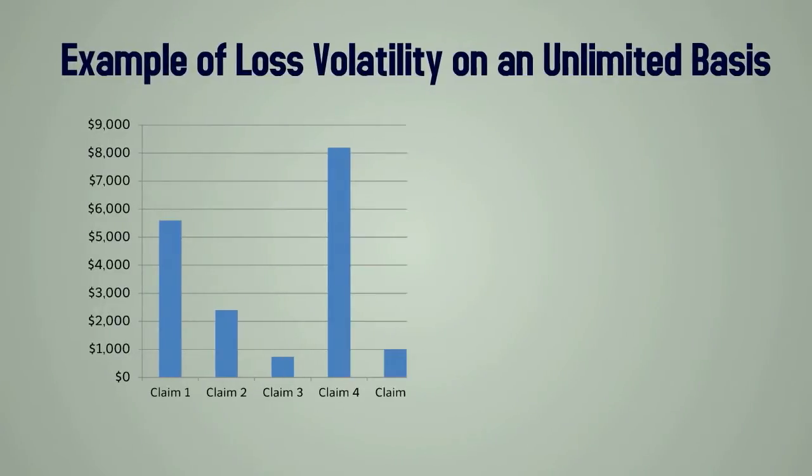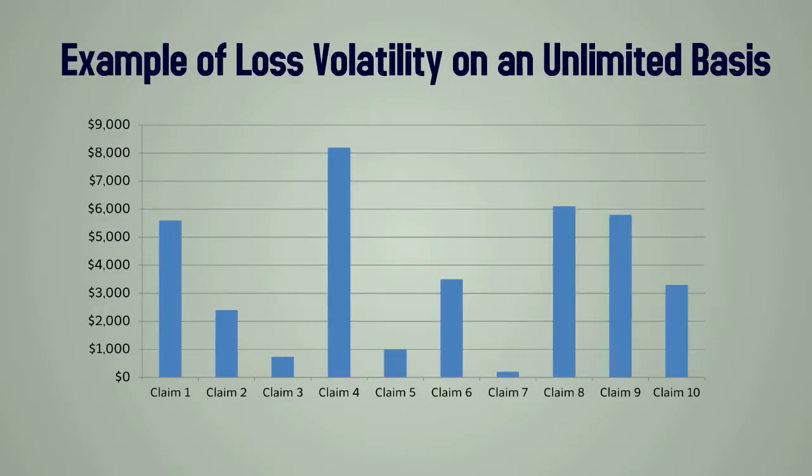So let's look at a quick graphic just to see an example of loss volatility at the claim level. This organization has had 10 claims, and you can see the first claim they had was about $5,500, and then it varied all the way down to claim 7, which looks very small, up to the top claim being claim 4, just above $8,000. So this is typical of what we see, claims varying in amounts from very small to large, and this is the volatility of the loss at the claim level.